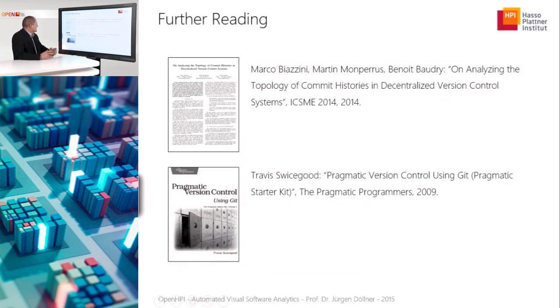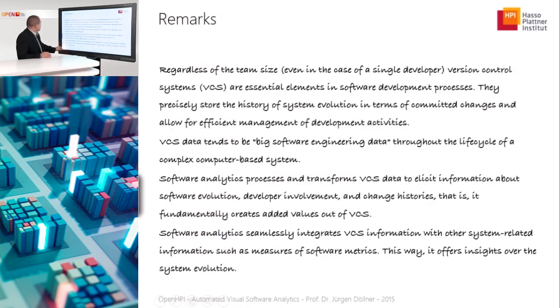As further reading, I can recommend this article that recently appeared on analyzing the topology of commit histories in decentralized version control systems. So it's about what we can find out if we look back on the commit history. And there's also another article, The Pragmatic Version Control Using Git from 2009. Finally, some remarks.